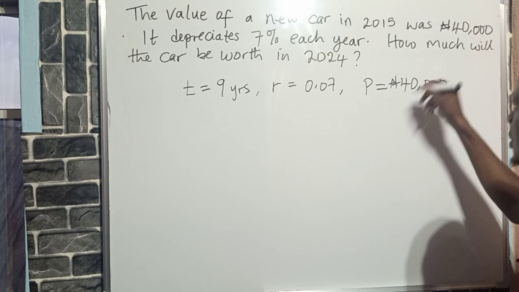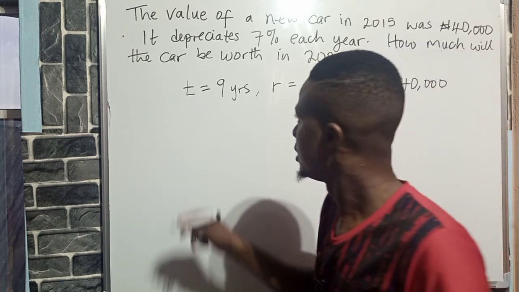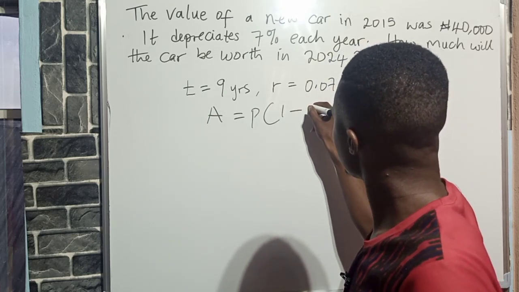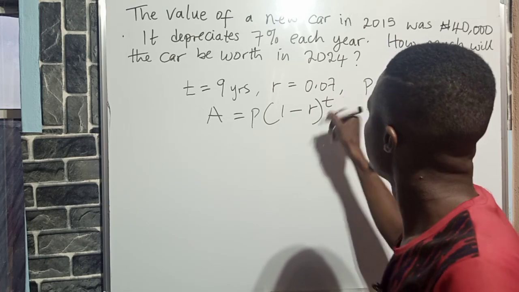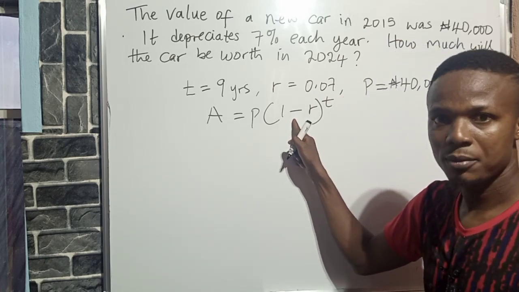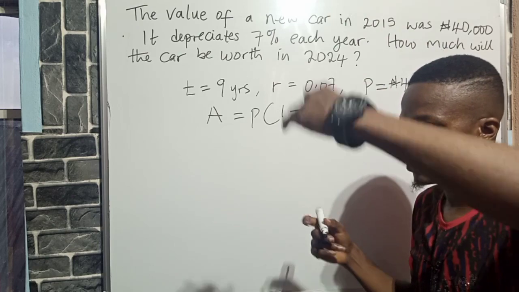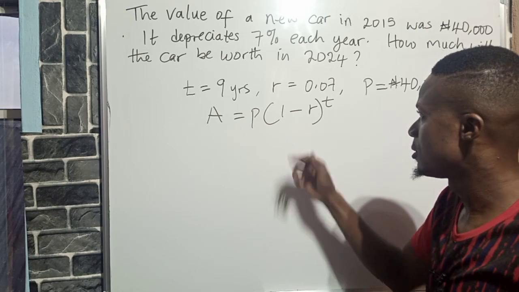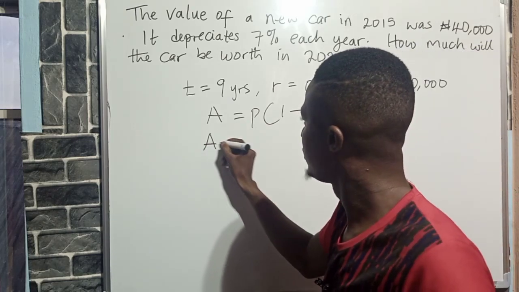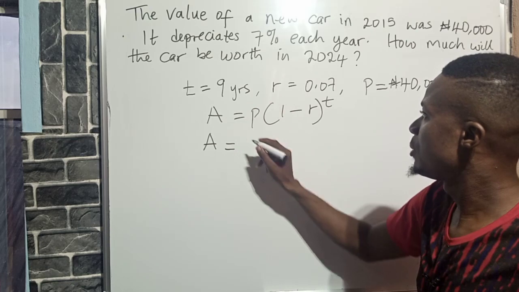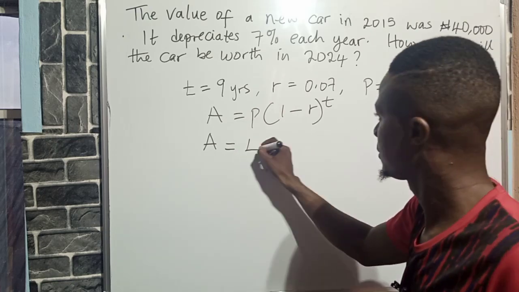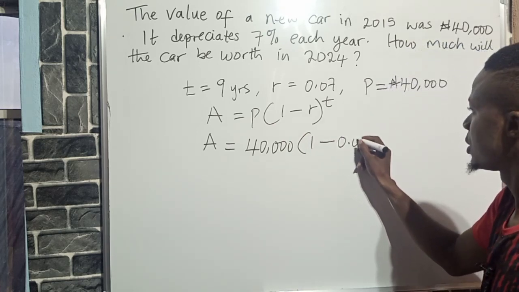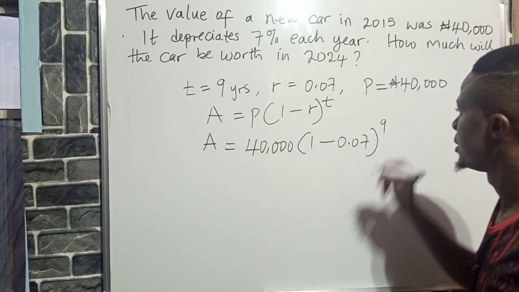Now, because this is depreciating, it is decaying, look at the formula you use. A is P into 1 minus the rate, then to the power of time. This time around it will no longer be plus, it will be minus. So for something that is appreciating or growing, here is plus, but for something that is decaying or depreciating, here is minus. So now our A, which is the total value in 9 years' time, will be the initial value of 40,000 into 1 minus the rate, which is 0.07, then the time is 9 years.